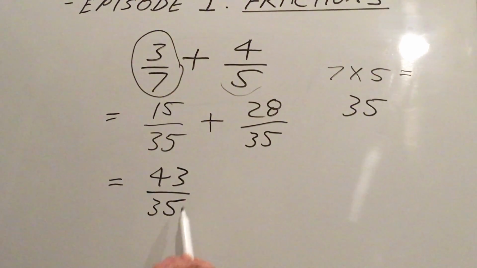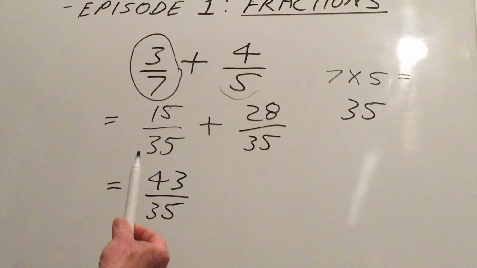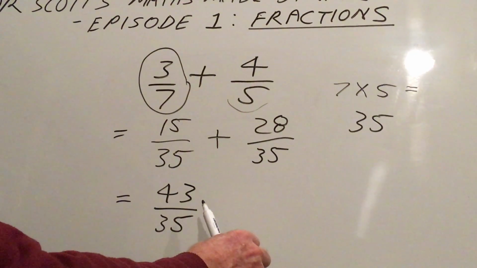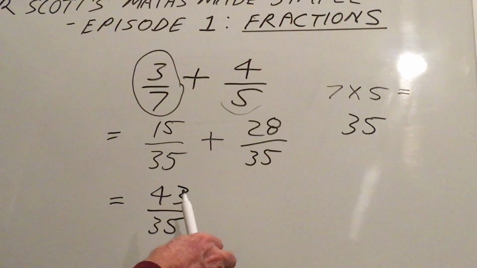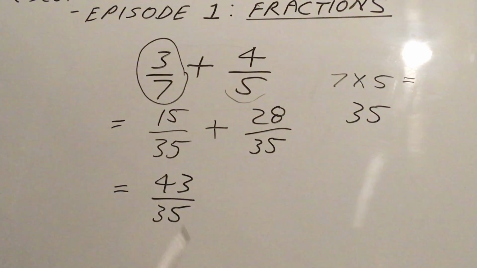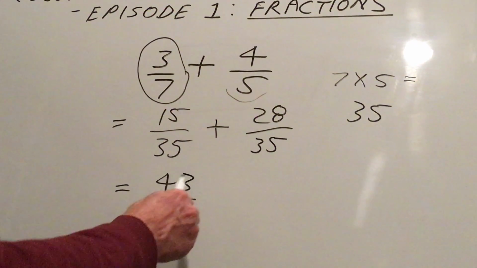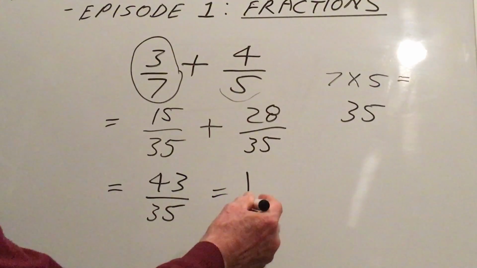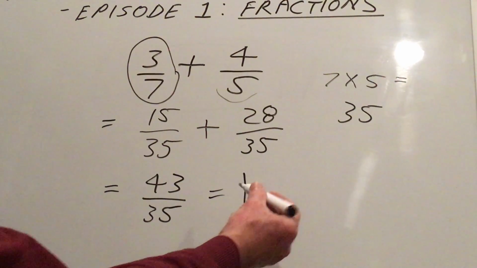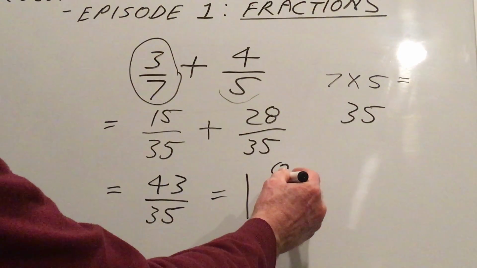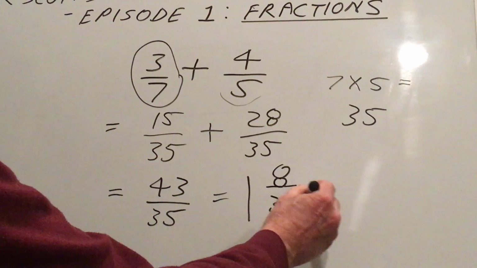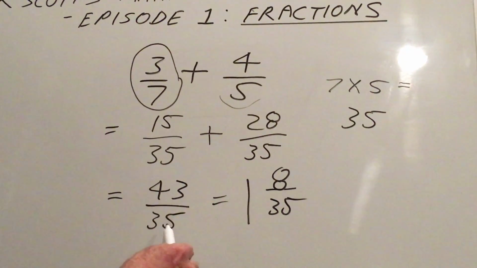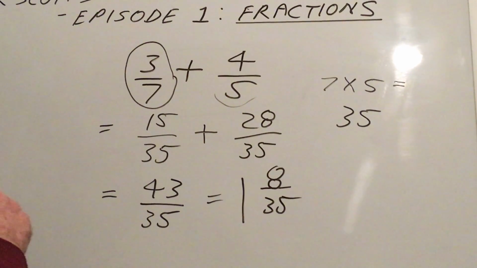43 and 35 don't have any common factors that can go into them. In fact, 43 is a prime number, I think. So it's got no factors apart from itself, 1 and 43. So 43 on 35 is actually your final answer. Or you could say it equals 1, which is 35 on 35, and 8 35ths. That's also the answer. These two are exactly the same, just written a different way. 43 on 35 equals 1 and 8 35ths.